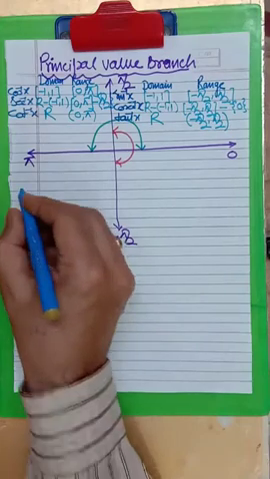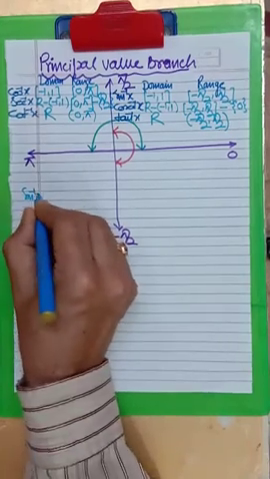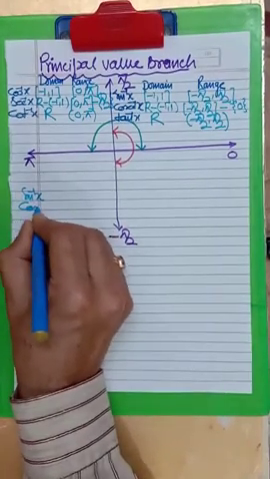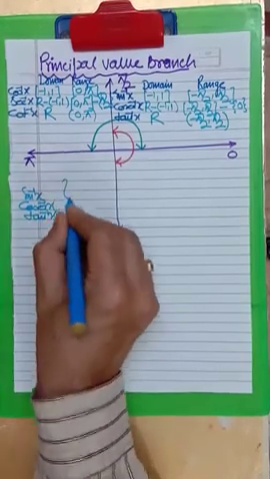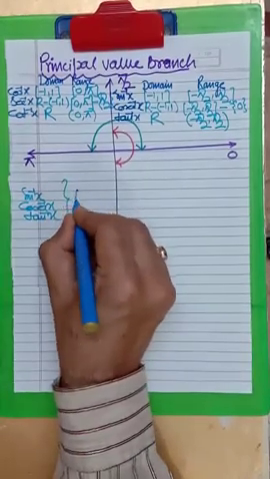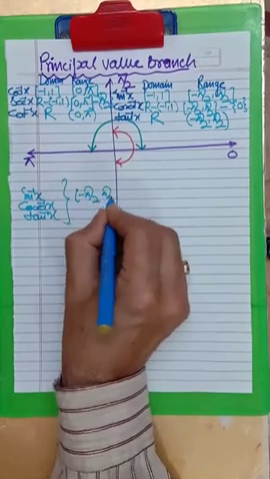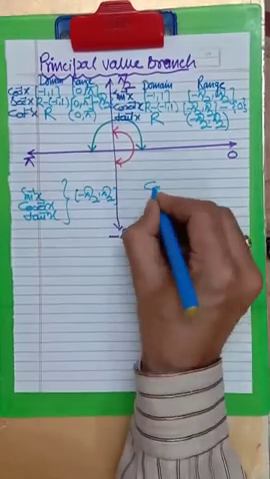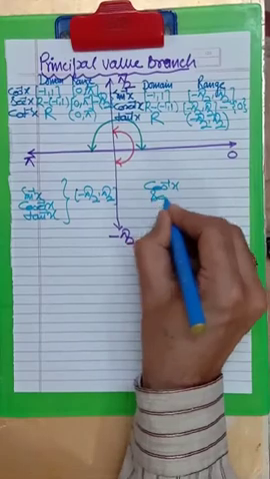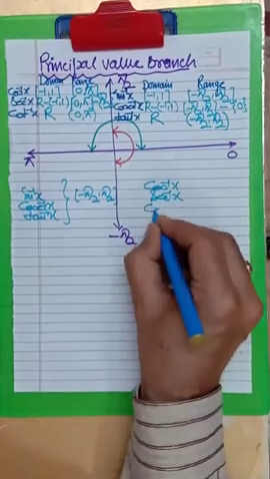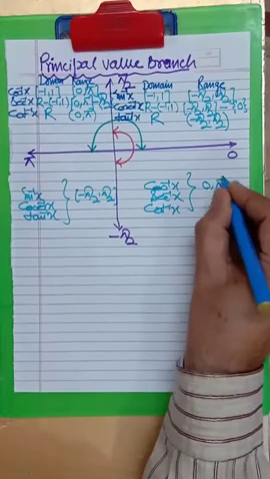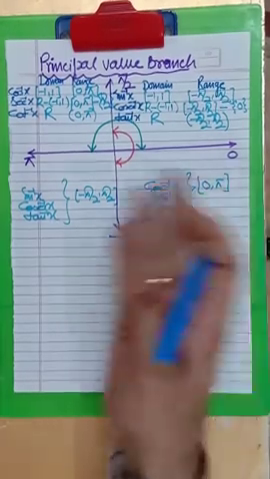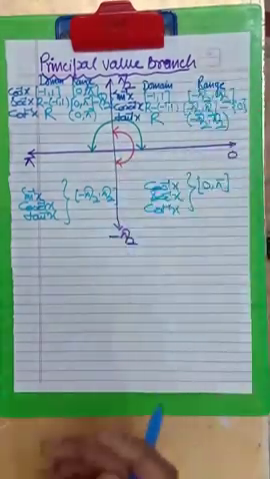Now in short you can learn it. For sine inverse, cosec inverse and tan inverse, we have range from minus pi by 2 to plus pi by 2. And for cos inverse, secant inverse and cot inverse, we have range from 0 to pi. Open and close brackets are accordingly.